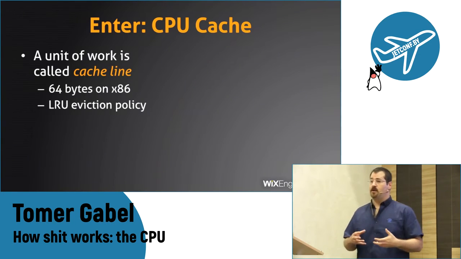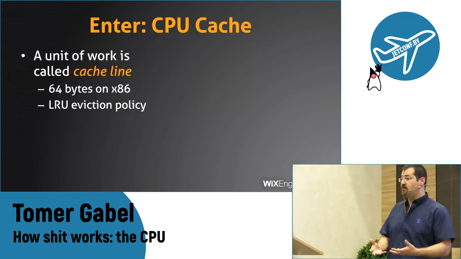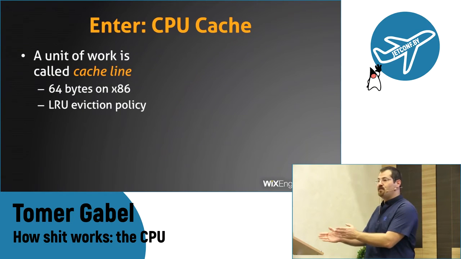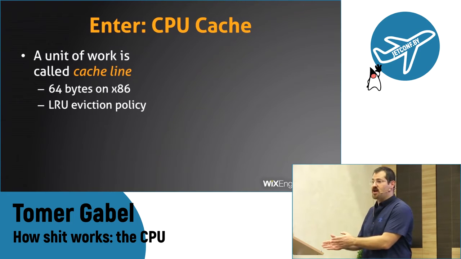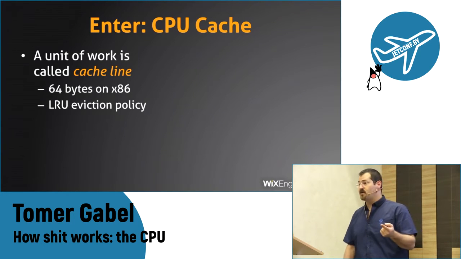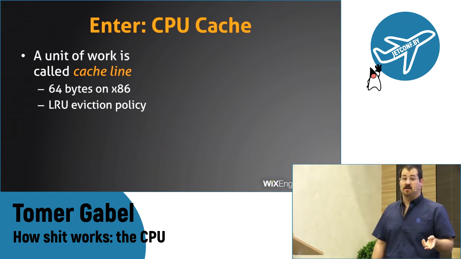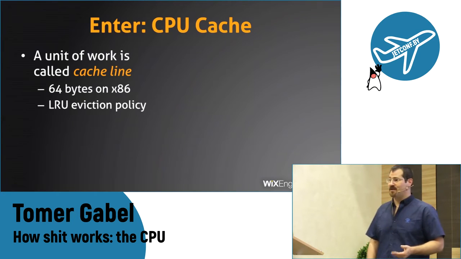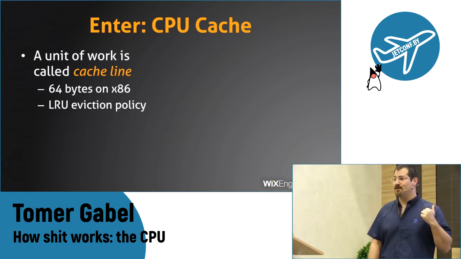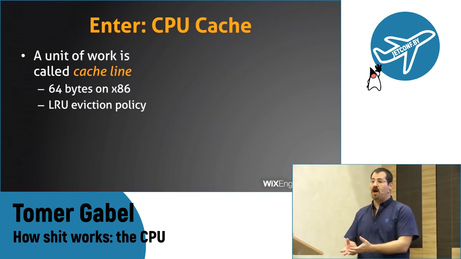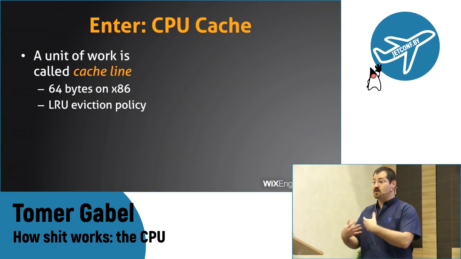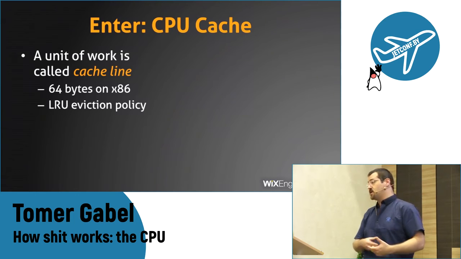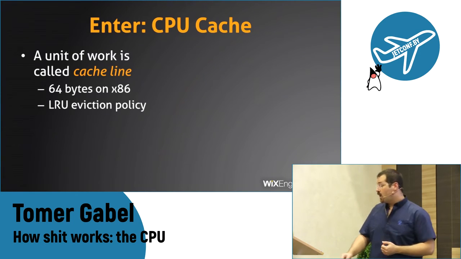An atomic unit within a CPU cache is called a cache line. CPUs do not deal with any amount of memory that is smaller than a cache line. So if you're reading one bit on a modern CPU, you're actually reading 64 bytes of main memory. There is a very simple eviction policy. If you've ever implemented even the simplest of caches, you would know this one. It's least recently used. So hot memory, memory that is used very often, remains in cache. The rest gets thrown away, gets evicted.